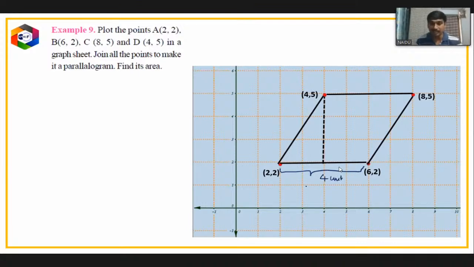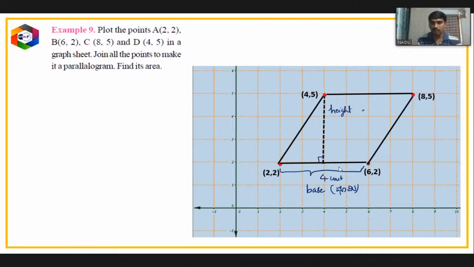And this is called the base of this parallelogram. And now from one of the vertices on the base, the perpendicular is called its height. This is called height.